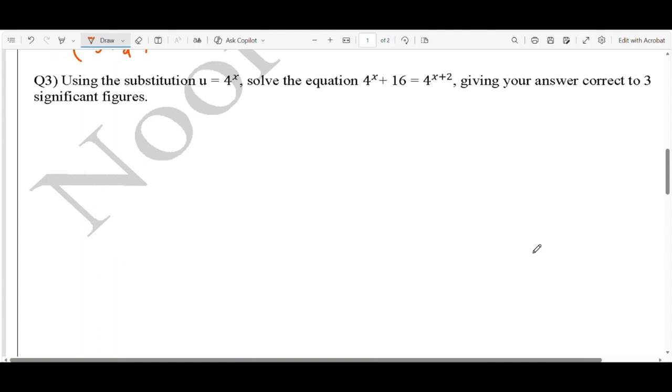Use substitution, u equals 4 to the power x. Solve the equation 4 to the power x plus 16 equals 4 to the power x plus 2, giving your answer correct to 3 significant figures.